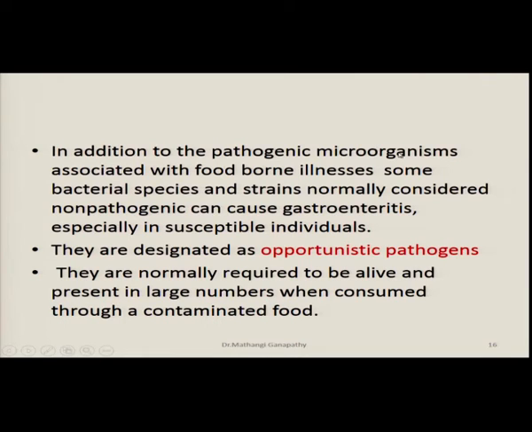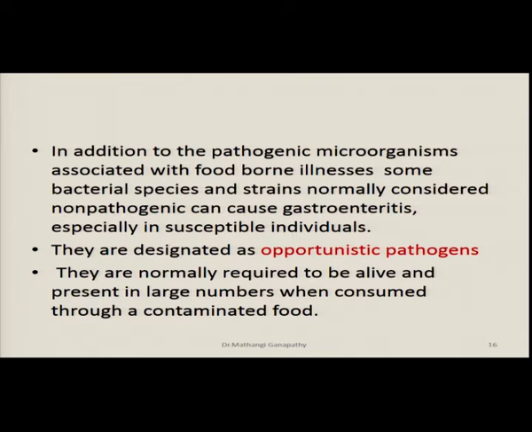In addition to the pathogenic microorganisms associated with foodborne illnesses, some bacterial species and strains normally considered to be non-pathogenic can cause gastroenteritis, especially in susceptible individuals. These we call opportunistic pathogens. The human gut has a microbiome, which is the natural microbiome. These include LAB, then you have the bifidobacterium, you have the E. coli. A large number of gut microbiome organisms are present as your normal flora and fauna in the gut microbiome. But many of these can also become opportunistic pathogens.